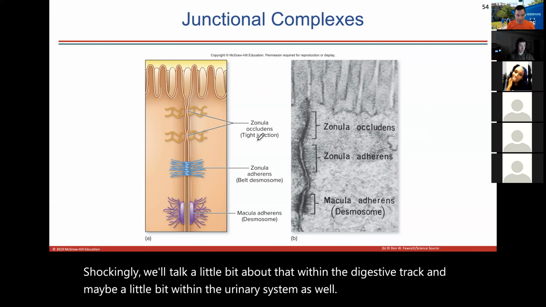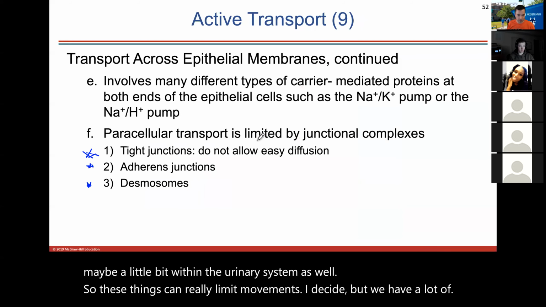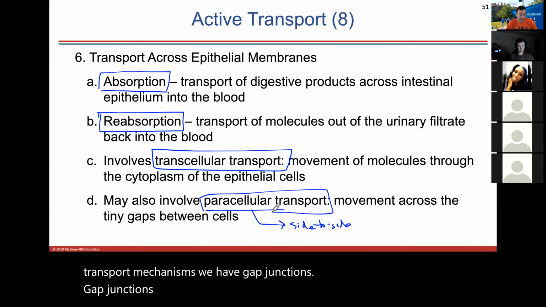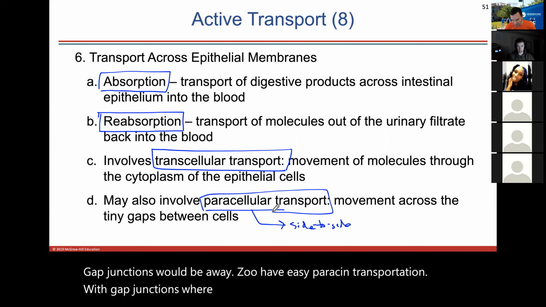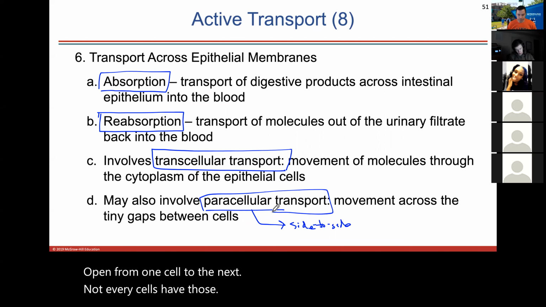So these things can really limit movement side to side, but we have a lot of paracrine transport mechanisms. Okay? We have gap junctions. Gap junctions would be a way to have easy paracrine transportation. With gap junctions, what do we have? Tiny little holes open from one cell to the next. Not every cell has those. But that makes it really easy for paracellular transport.